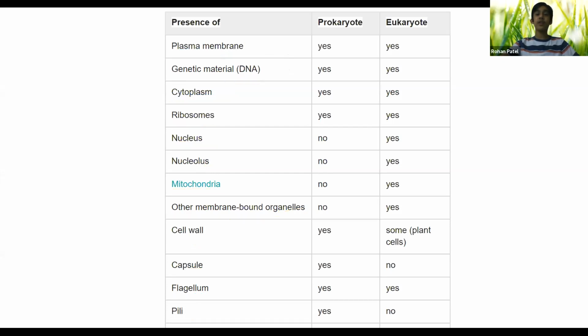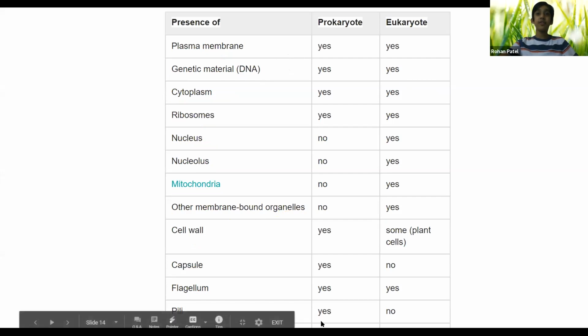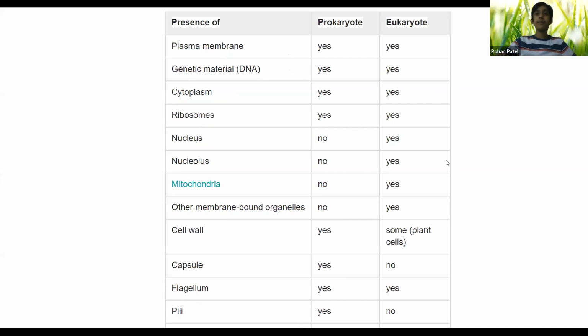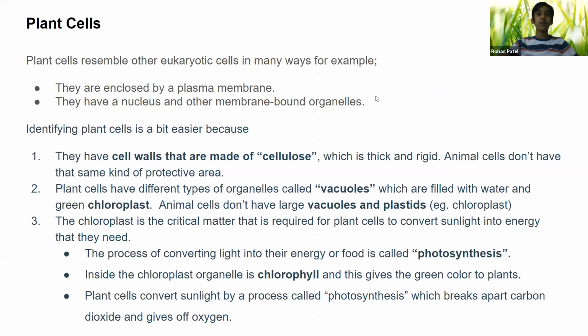Clearly, in just these, and of course there are many, many more organelles, we can see that there is a lot of diversity. Some of them are only in eukaryotes and some of them are only in prokaryotes. Okay, so plant cells. I will go a little bit fast on this because we're running out of time. Identifying plant cells is easy because they have three things that make them different from animal cells.